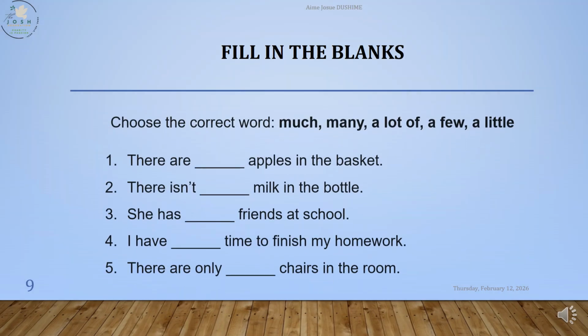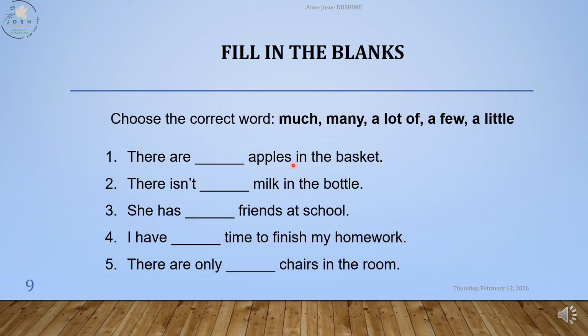Fill in the blanks here. There are dash apples in the basket. You're going to choose much, many, a lot of, a few, a little. There isn't dash milk in the bottle. She has dash friends at school. I have dash time to finish my homework. There are only dash chairs in the room. We're going to choose the best answers. You see, we have 5 quantifiers, we have 5 questions.